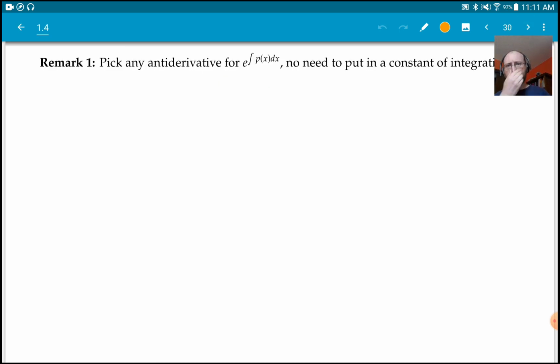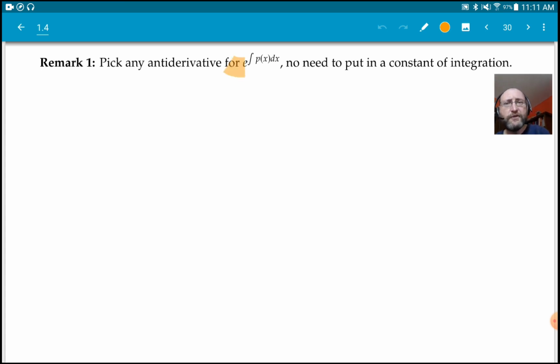Now, a couple of remarks. So first, you can really pick any antiderivative of p. You don't need to put in the constant of integration there. You do need to put in the constant of integration for the second integration, when you actually integrate the equation. That's the one that will solve the problem for any initial condition.